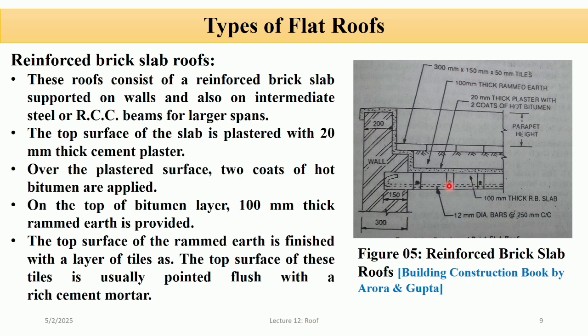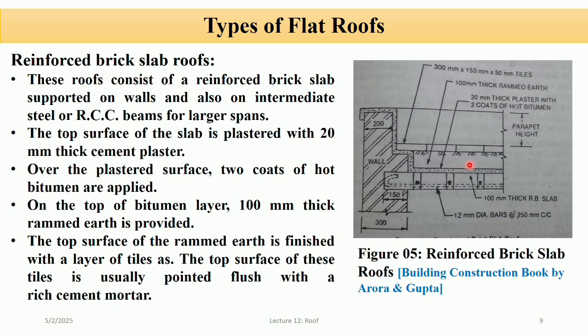After this, two coats of hot bitumen are applied over the plaster. This acts as a waterproofing layer. You can see in this, this is the cement plaster, and above this we provide two coats of hot bitumen. So this acts as a waterproofing layer, protecting the structure from rainwater infiltration.